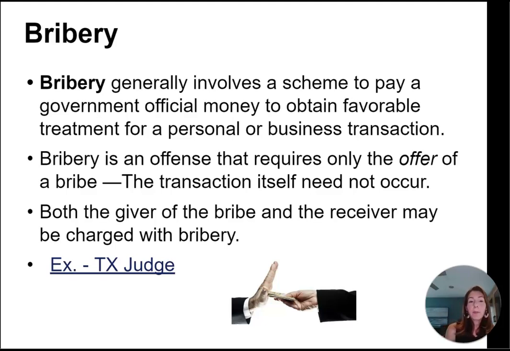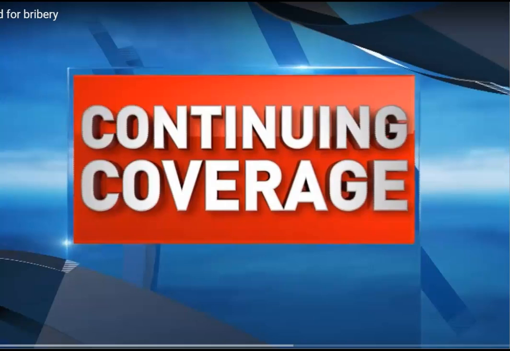So if I were to bribe a government official, let's say a judge, to get a favorable outcome in a case that I was litigating, that judge could decline. The transaction may not actually go through, but the fact that I made the offer of a bribe is in and of itself a crime. So both the giver of the bribe and the receiver may be charged with bribery. I want to show you this video of a Texas judge, Judge Delgado, that was sentenced to 5 years in prison for bribery.